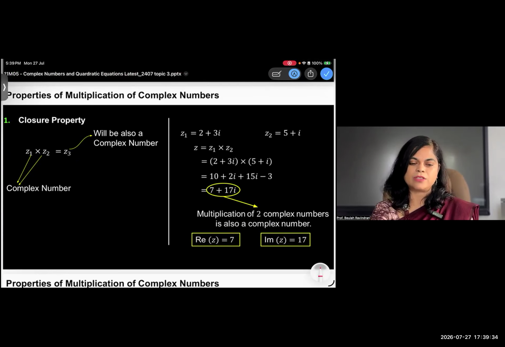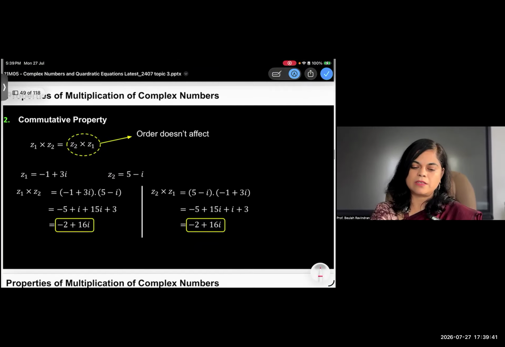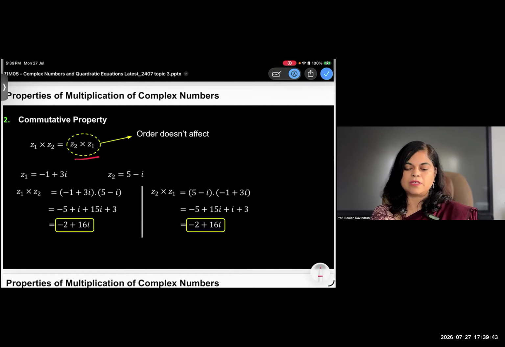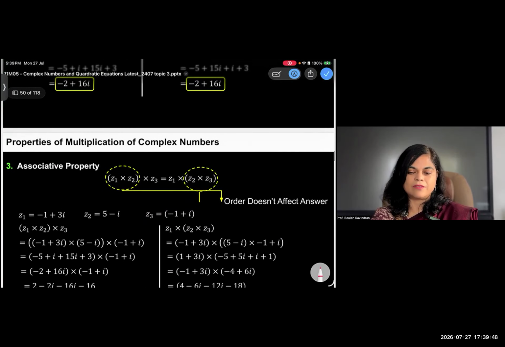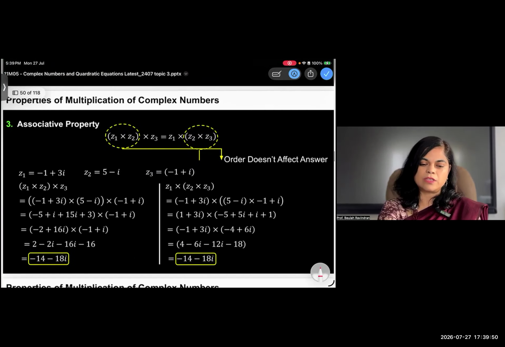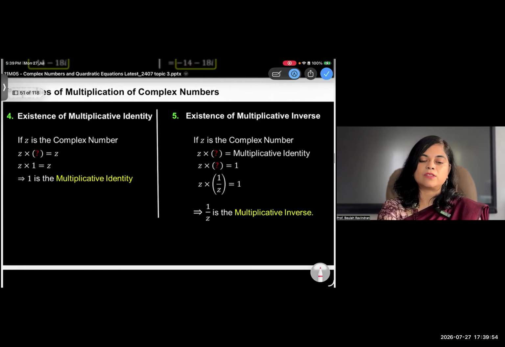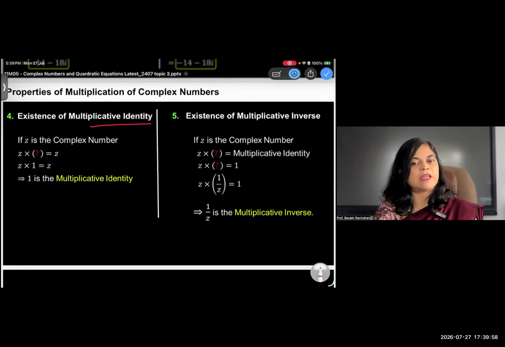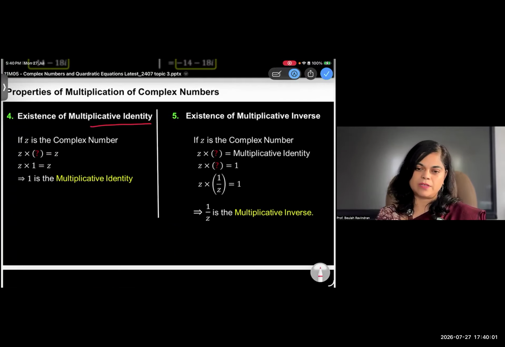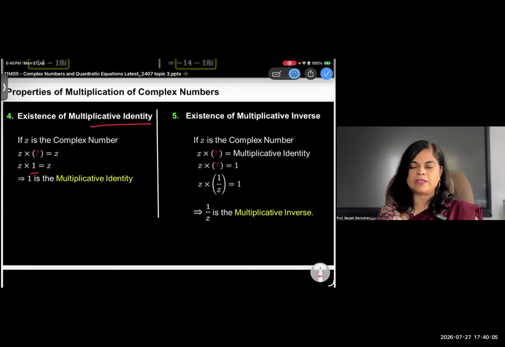Under multiplication, it has the closure property. Under multiplication, it has the commutative property, so order doesn't affect, that's it. And the associative property is also satisfied under multiplication. Then what is the existence of multiplicative identity? It is 1, right? If a number multiplied by 1 gives the same number, that is the identity. So 1 is the multiplicative identity.